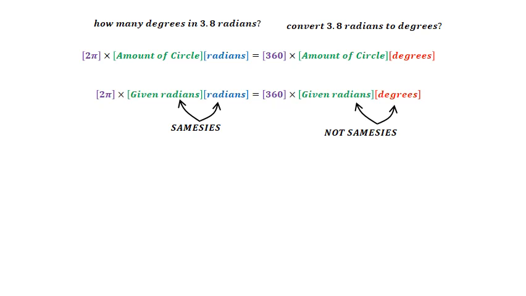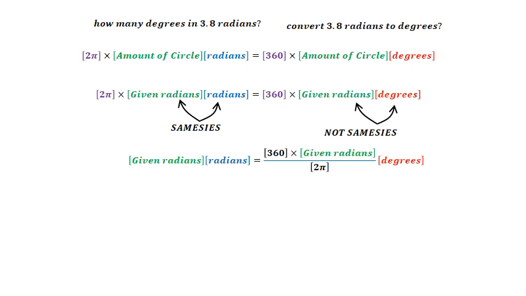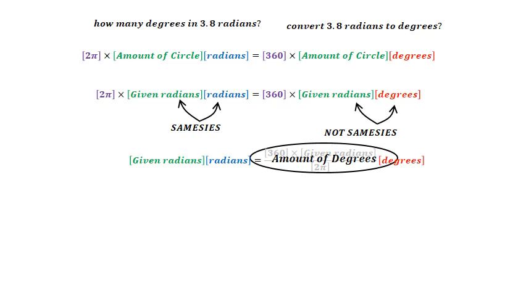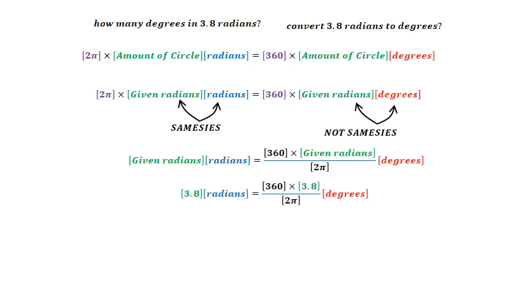Again, samesies, not samesies. So we don't need the 2 pi. Swing it over, it goes below the line. Now with this, the right side is the amount of degrees when multiplied out. 3.8 radians is 217.72 degrees.